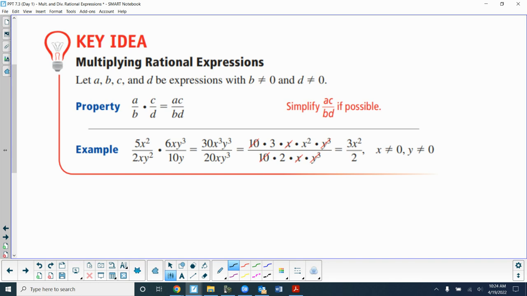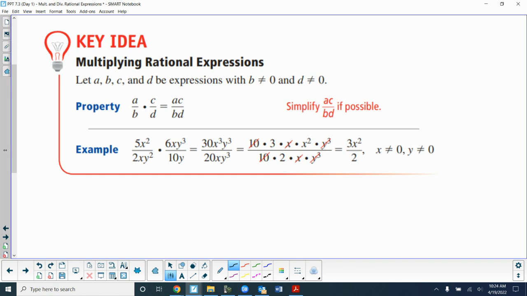Okay? So what they did then is they factored 30 into 10 times 3 and 20 into 10 times 2. And then the 10's cancel. See that? And then they factored x cubed into x times x squared. So the x's cancel. And then both had a y cubed, top and bottom. So the top was a 3 and an x squared, and the bottom was a 2. And then x and y are not allowed to be 0.